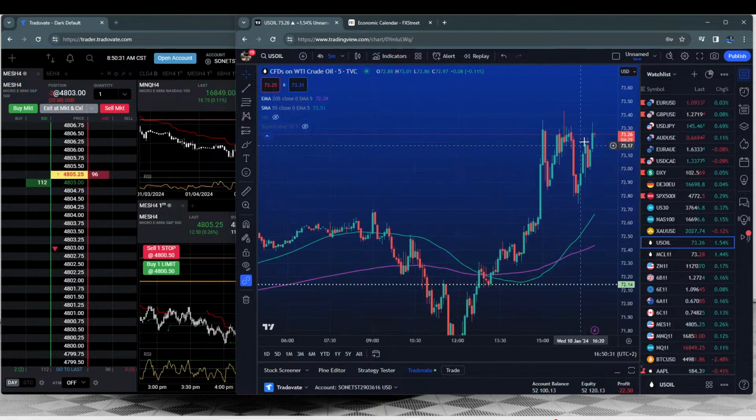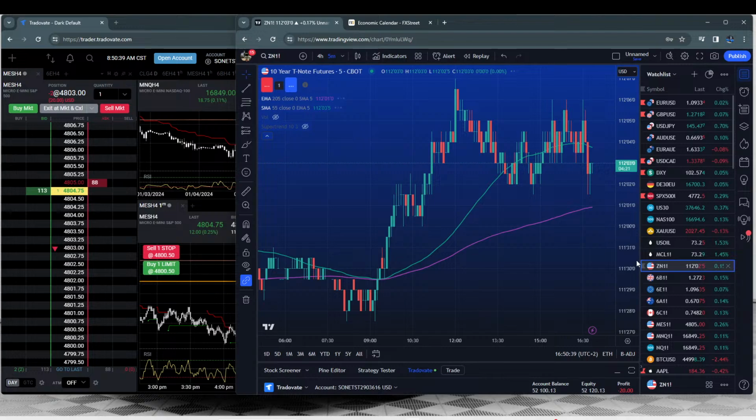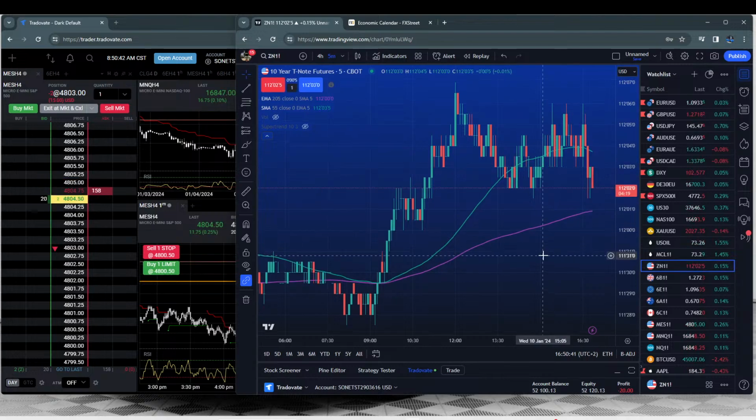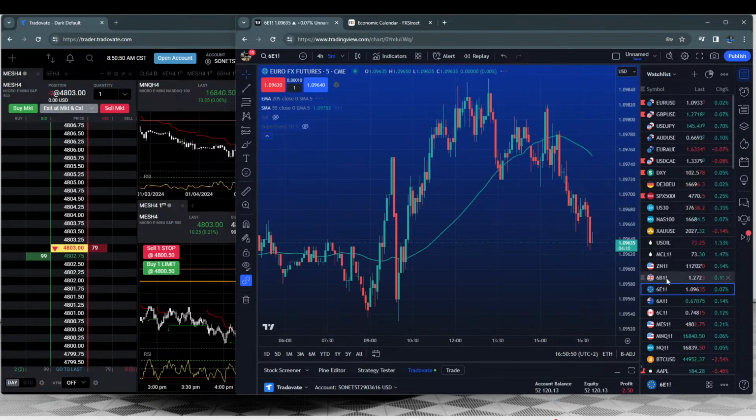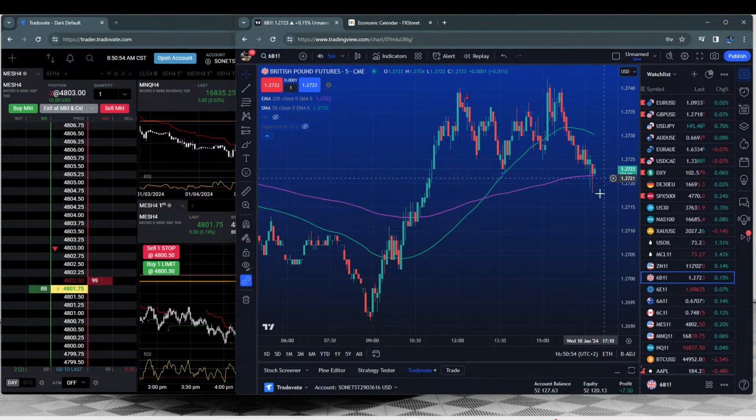Oil is also pushing higher. Already $3 up from the 70s. Yields, nothing big here. We see Europe pushing lower, same for the cable.